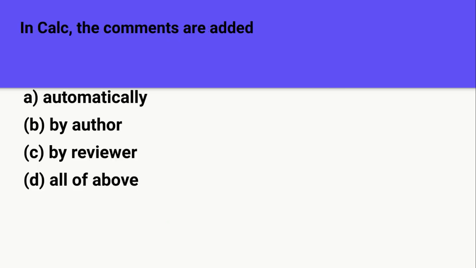In Calc, the comments are added. Answer is this one, all of the above. That means comments means we are just writing it for understanding. So in Calc, the comments are added automatically or by author or by reviewer. So the answer is all of the above. Automatically we can add the comment. By author, if we are the author, then we can add the comment. If we are only the reviewer, then also we can add the comment. So the answer is all of the above.